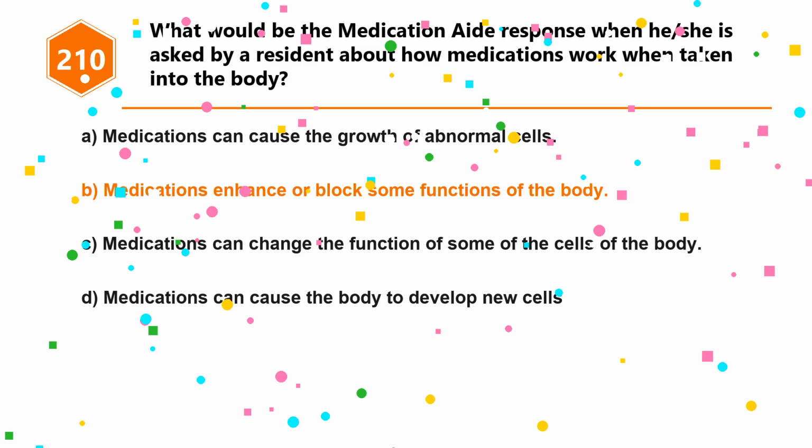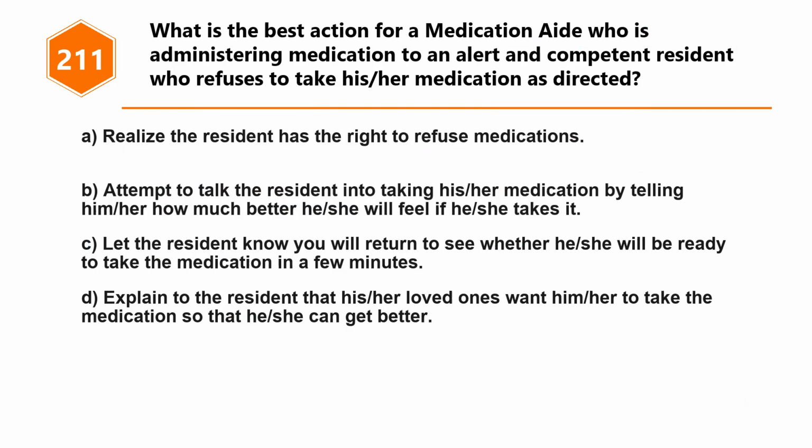The correct answer is option B, medications enhance or block some functions of the body. Question 211. What is the best action for a medication aide who is administering medication to an alert and competent resident who refuses to take his/her medication as directed? Option A, realize the resident has the right to refuse medications. Option B, attempt to talk the resident into taking his/her medication by telling him/her how much better he/she will feel if he/she takes it. Option C, let the resident know you will return to see whether he/she will be ready to take the medication in a few minutes. Option D, explain to the resident that his/her loved ones want him/her to take the medication so that he/she can get better.